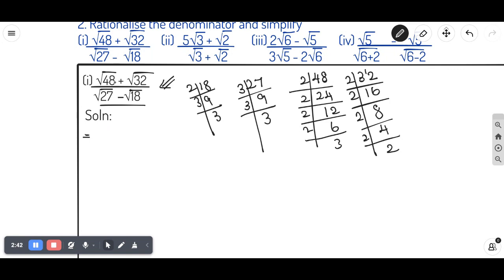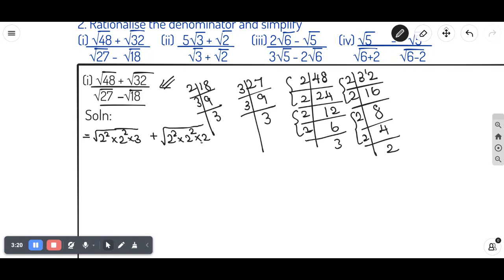Root 48. If you could see, let's club two numbers together. Do you know why? Yes, you are given a square root, so write it in terms of pairs. That will be 2 square and a 3. So what I am going to write for 48 is 2 square into 2 square into 3. Similarly, let's start writing for 32. Can you say for 32? Yes, 2 square into 2 square into 2.